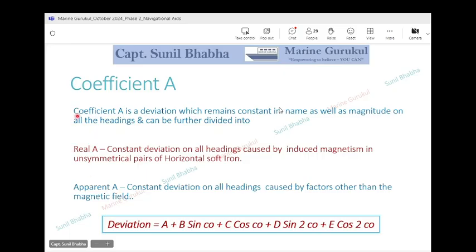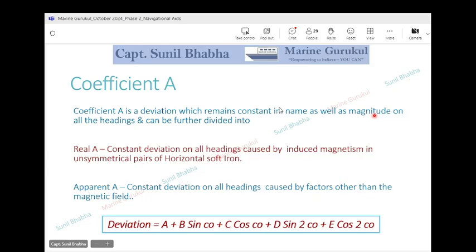Now, if you remember the formula which I had shown you, the formula for deviation, in that formula we saw that this coefficient A is not connected with the ship's course in any way. Indirectly, that means that whatever be the course of the ship or whatever be the heading of the ship, the value of coefficient A is not going to change. And you see exactly that is what the definition also tells us. Coefficient A is a deviation which remains constant in name as well as magnitude on all the headings.